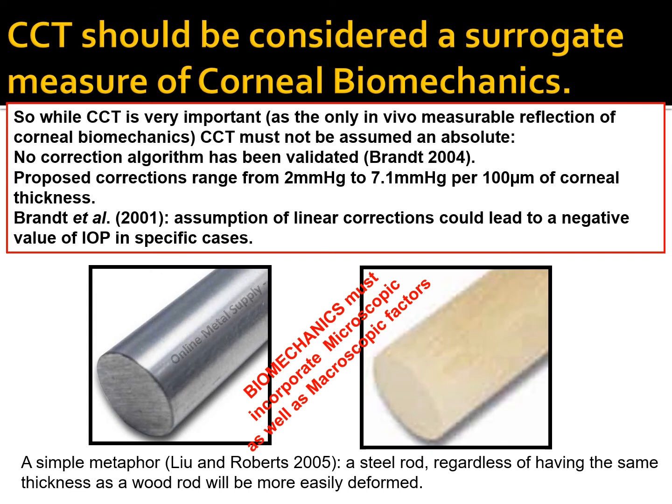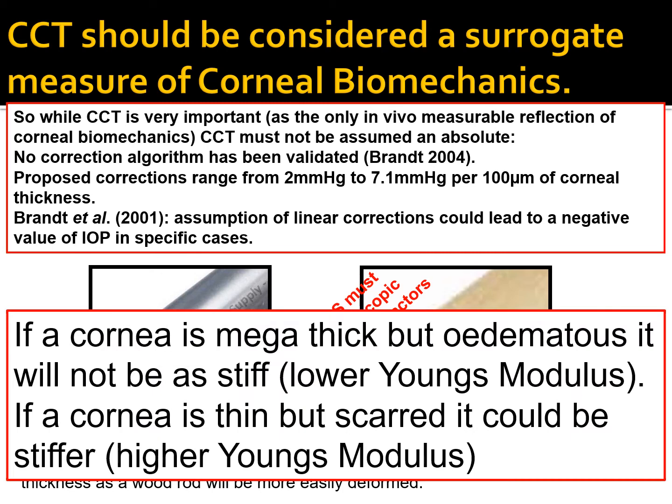So it's the microstructure of the actual thing that we're measuring that really plays a role, not the actual thickness, but the thickness reflects it to some extent. So for instance, if a cornea is mega thick but edematous, it will not be as stiff, i.e. it would have a lower Young's modulus. But if a cornea is very, very thin but scarred, it could actually be stiffer. So again, the microstructure is important.